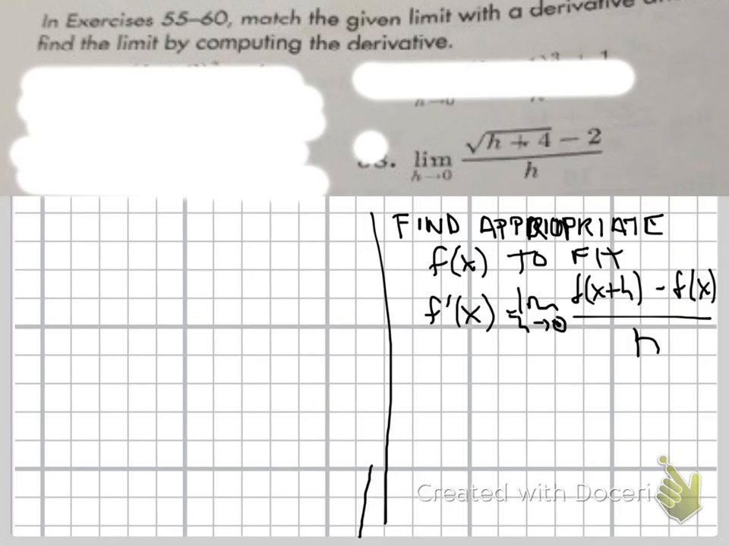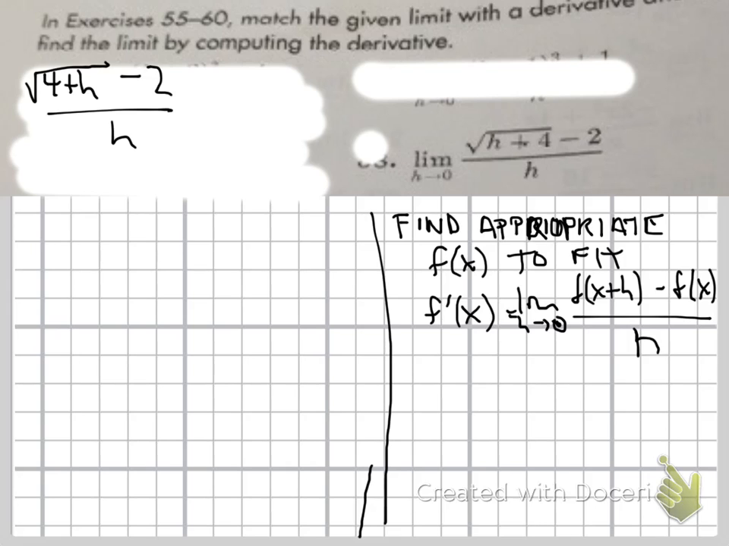Okay, so the key to this problem is figuring out what the original function f of x was. And since we have this form of the derivative where we have f of x plus h, it's going to be a good idea to actually flip the order of the terms. So instead of root h plus 4, we're going to write this as root 4 plus h minus 2, all over h.